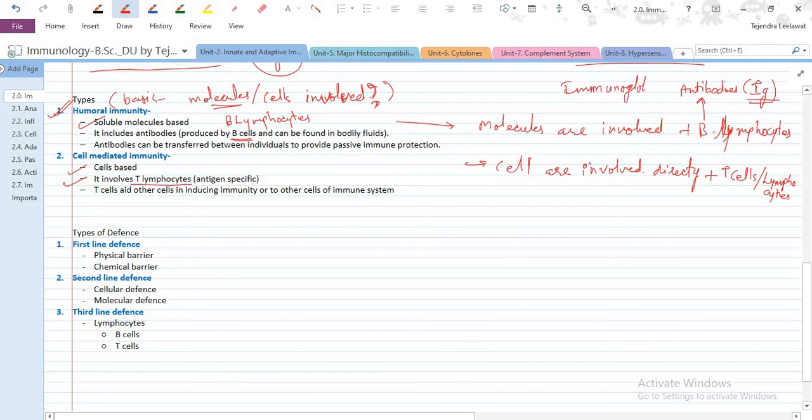These are immunoglobulins, and because these immunoglobulins are soluble, that's why it is called humoral immunity. Okay, so now you can get this concept. Humoral immunity includes antibodies that are produced by the B cells and can be found in the body fluids, because they always release these antibodies, and these released antibodies are present in the body fluids. So that's why they are soluble.